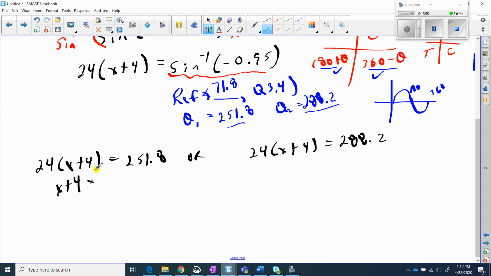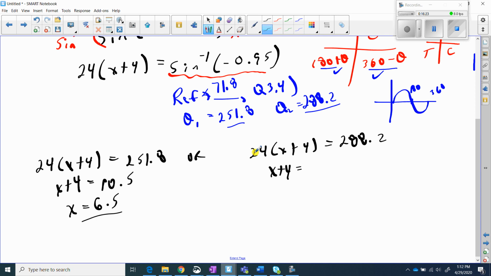That gives me 10.5 roughly. Then I'm going to subtract 4 from both sides, which should get me 6.5. There's one answer. Go over here and do it again. X plus 4 could equal that number divided by 24. So 288.2.